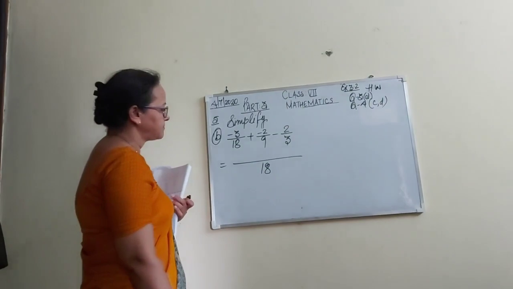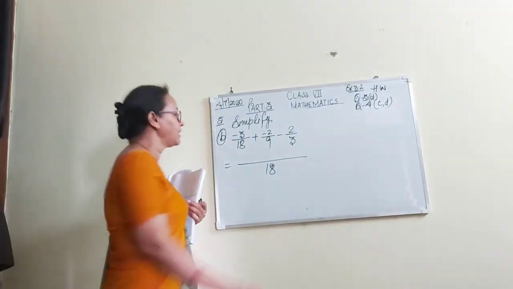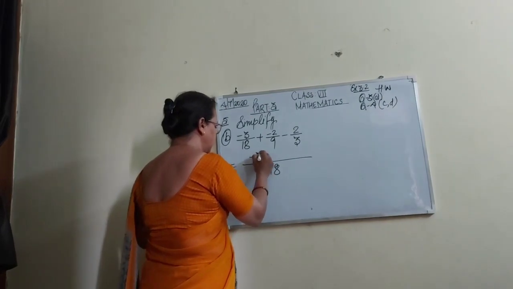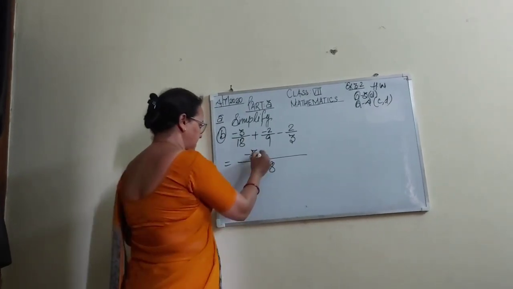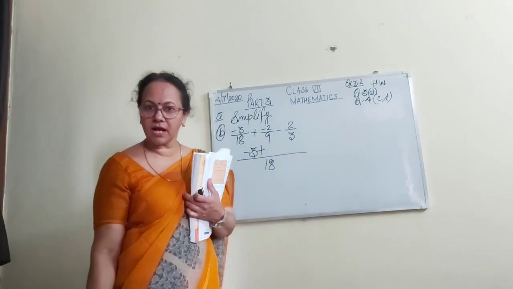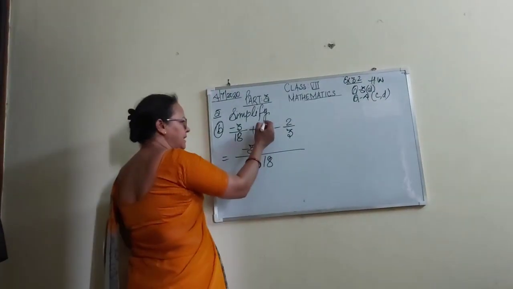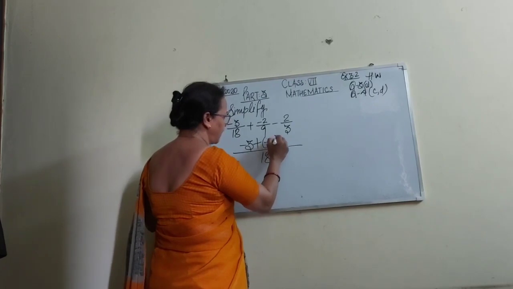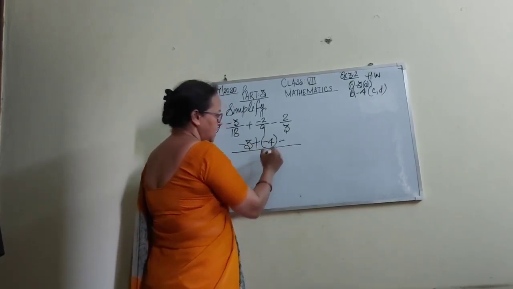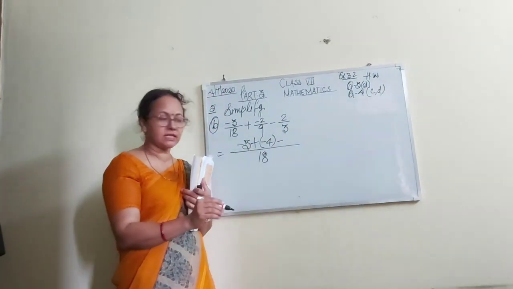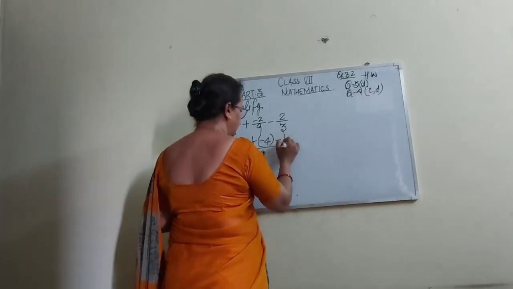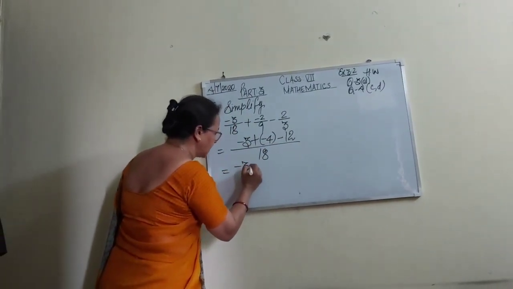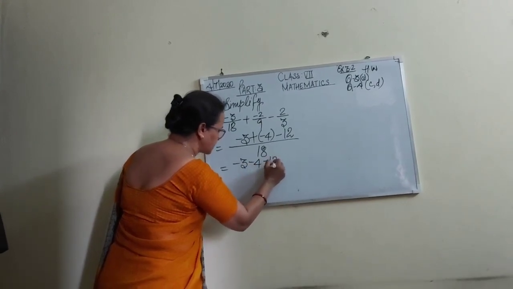18 divided by 18 is 1. 1 will be multiplied with minus 3. This will be minus 3. That's right. Plus 18 will be divided by 9. That is 2. 2 multiplied by minus 2 will give us minus 4. Minus 18 will be divided by 3. That is 6. 6 multiplied by 2 is 12. That's right. This is minus 3, minus 4, minus 12 by 18.